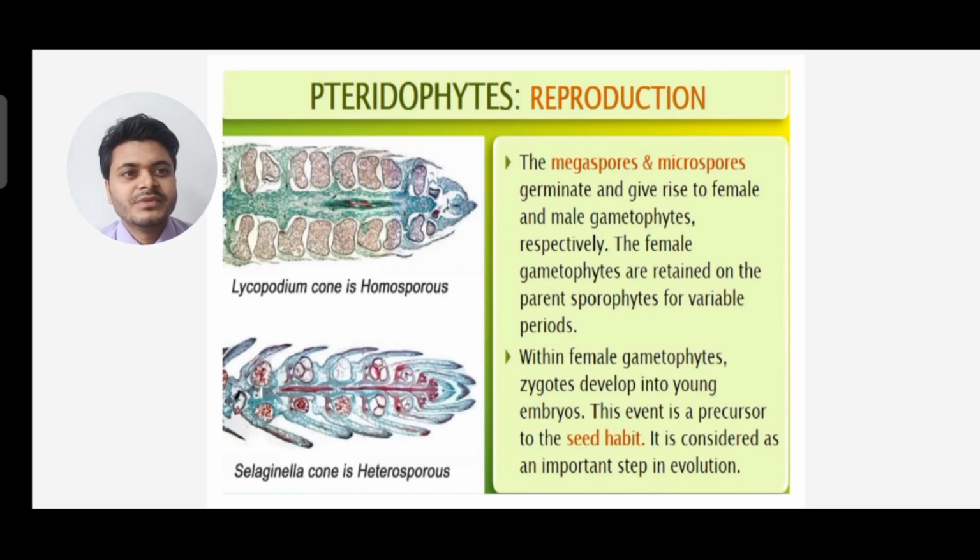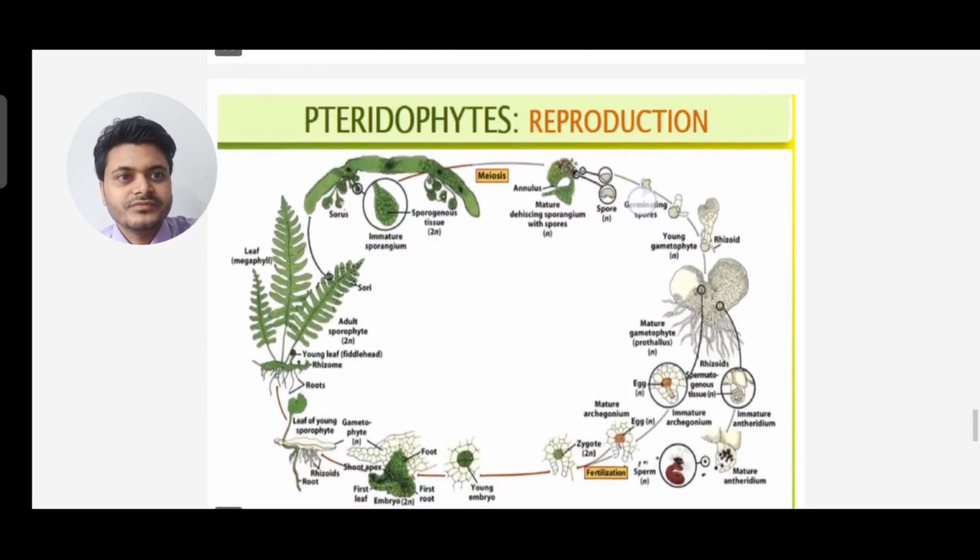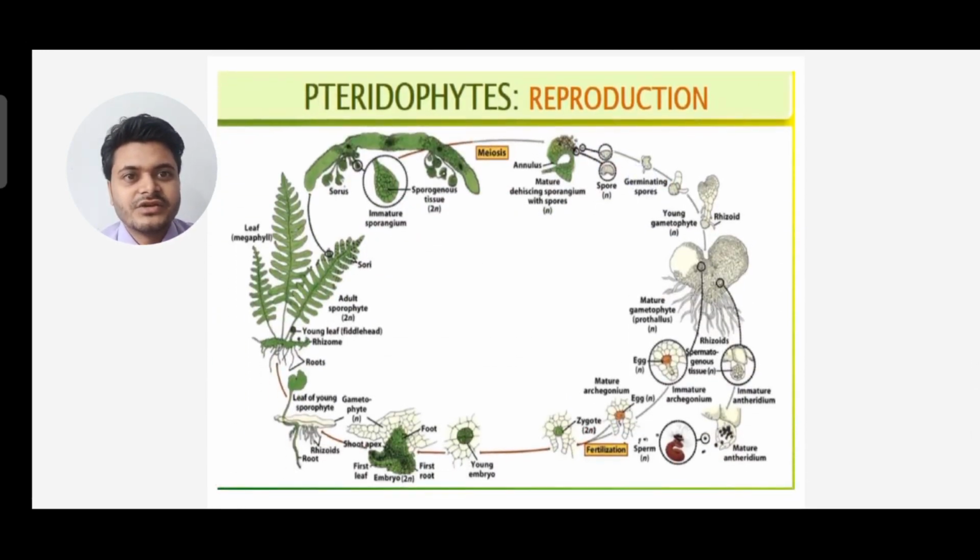The female gametophytes are retained on the parent sporophyte for favorable periods. Within the female gametophyte, the zygote develops into a young embryo. This event is a precursor to the seed habit. It is considered an important step in evolution. So you can see the detailed structure of pteridophyte: the young sporophyte, the prothallus, the zygote, the young embryo, then the sporophyte plant, and the entire plant body.